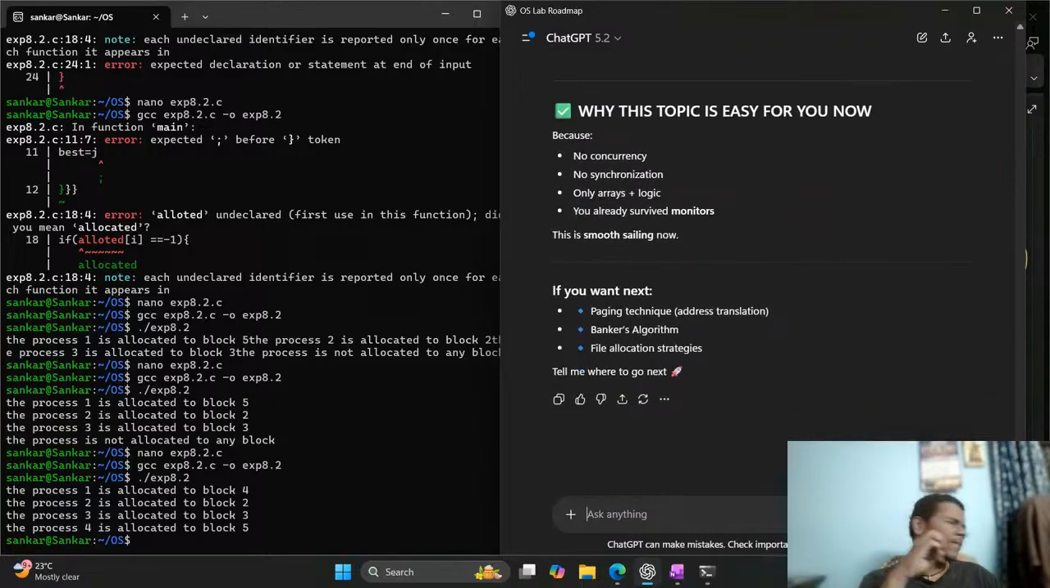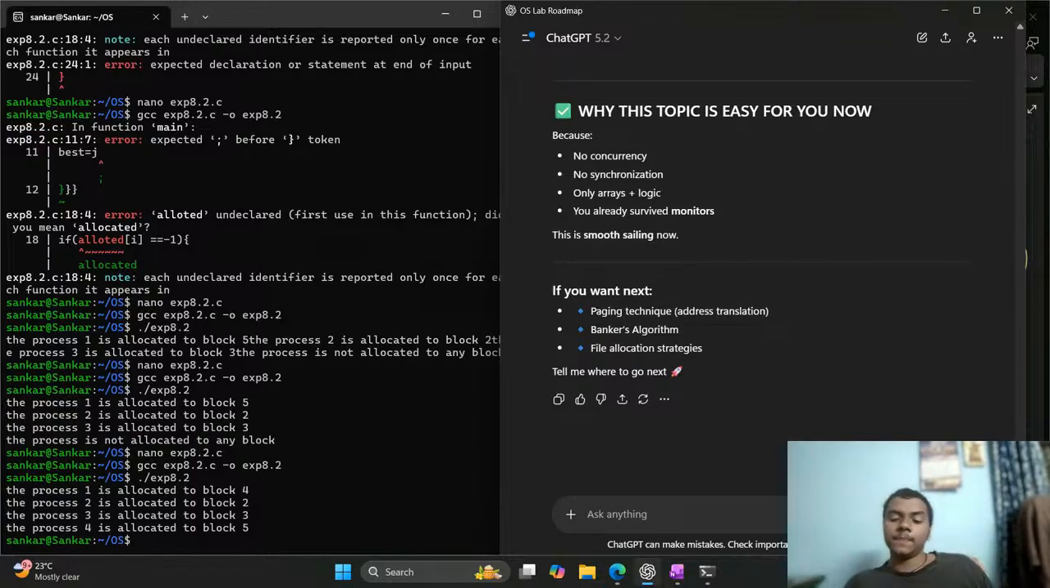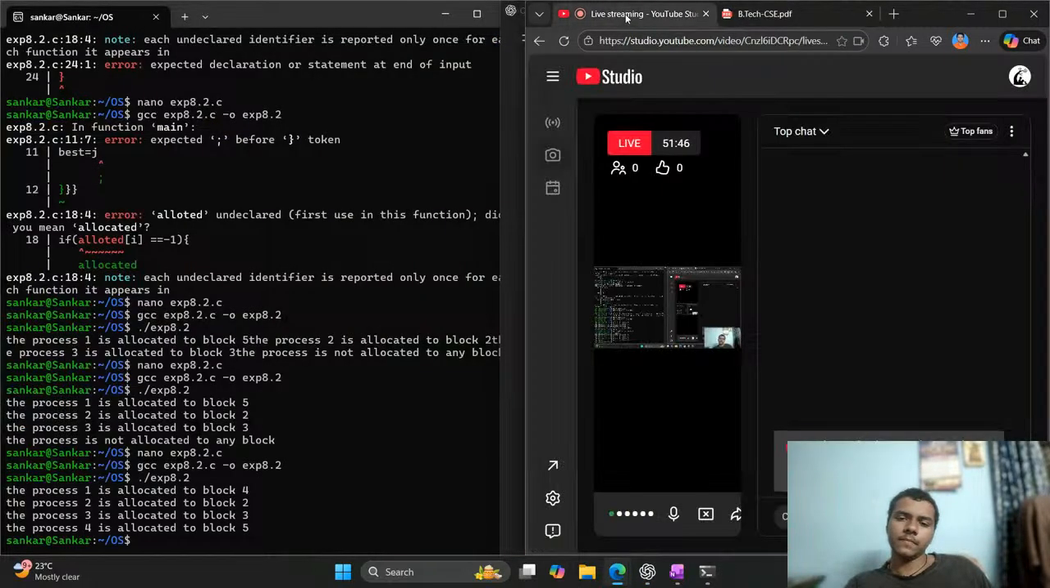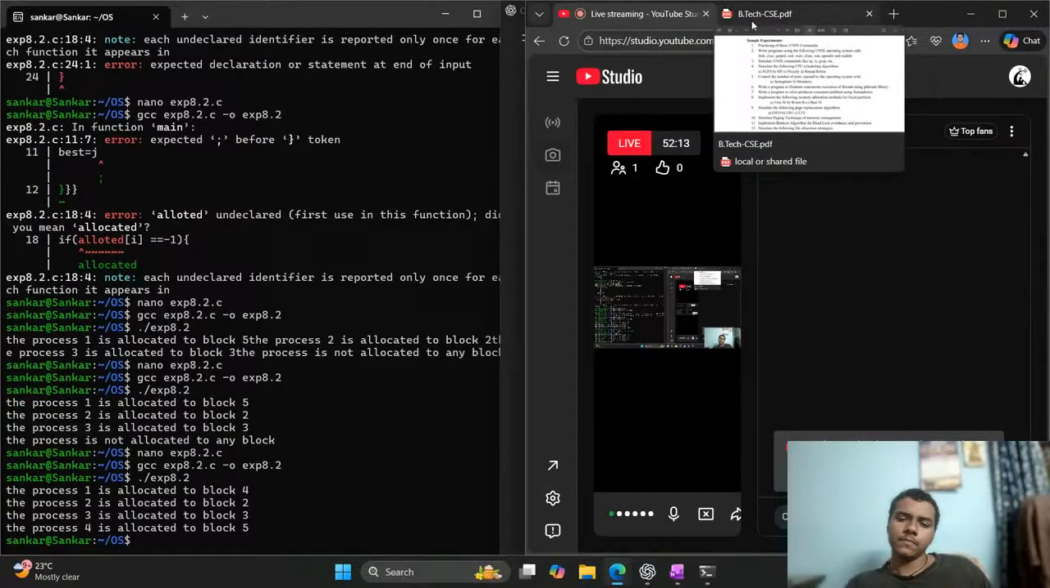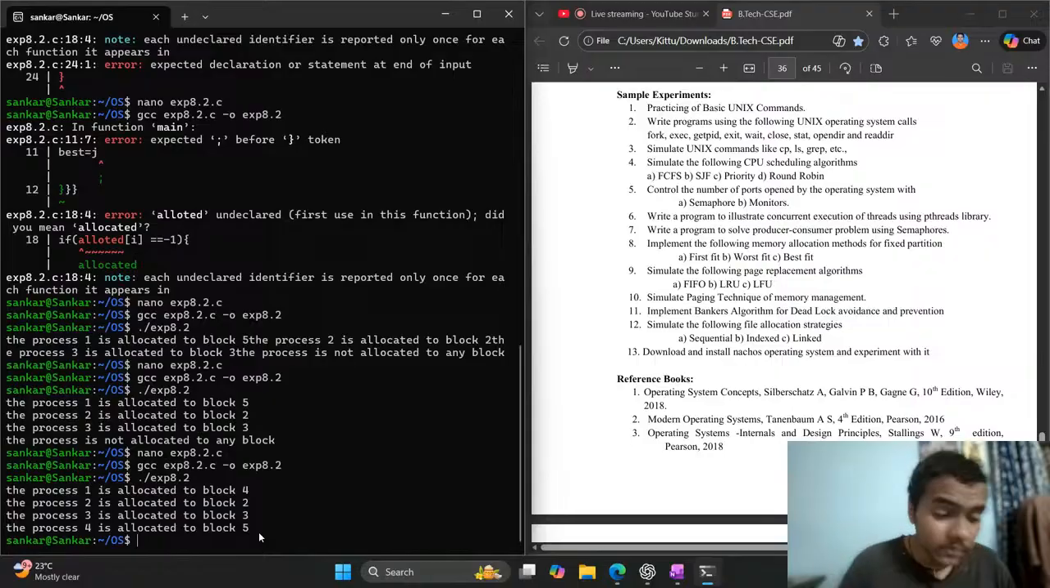Alright. There is a pattern among all of these. I guess we will do it tomorrow. So we'll complete the worst fit and we will do it tomorrow.